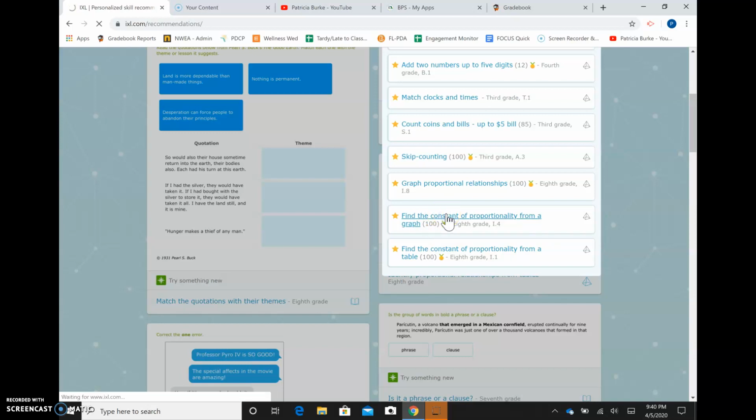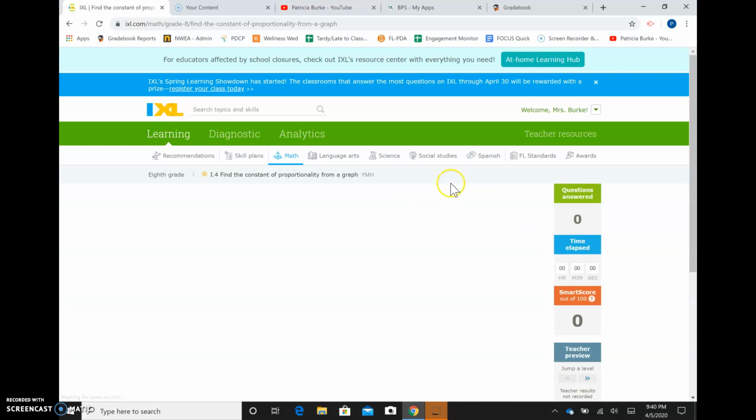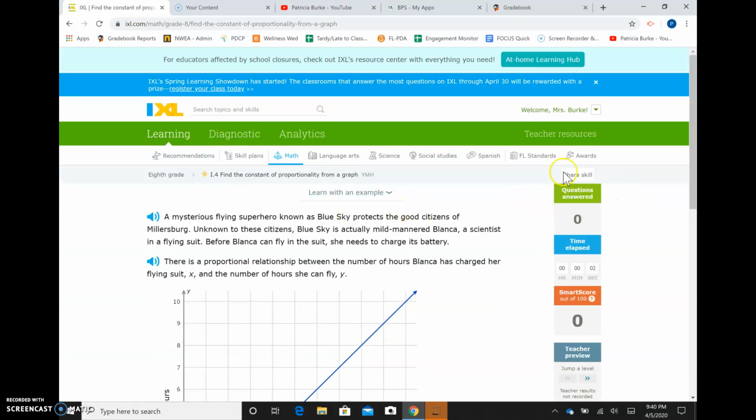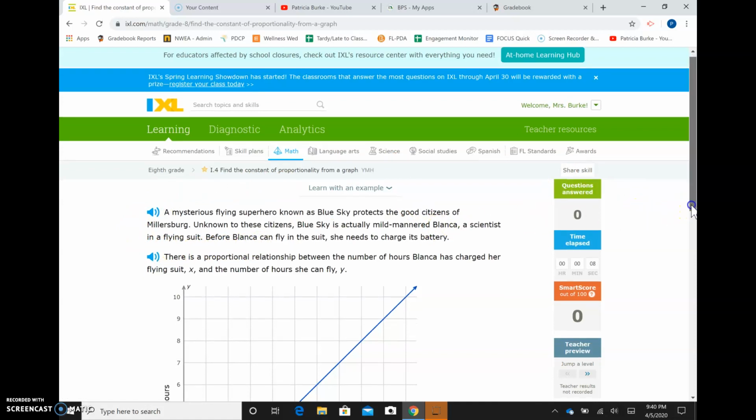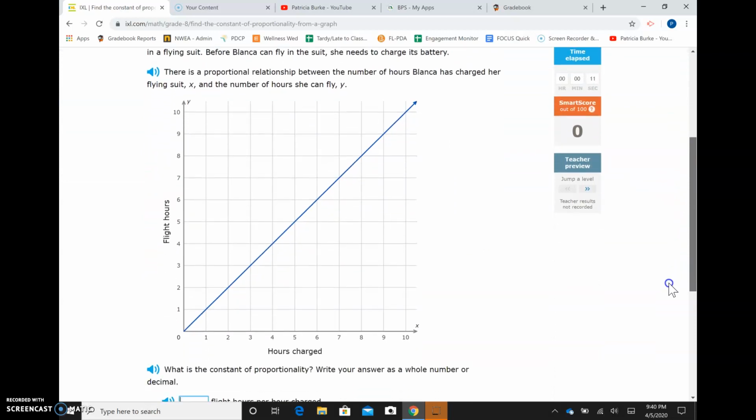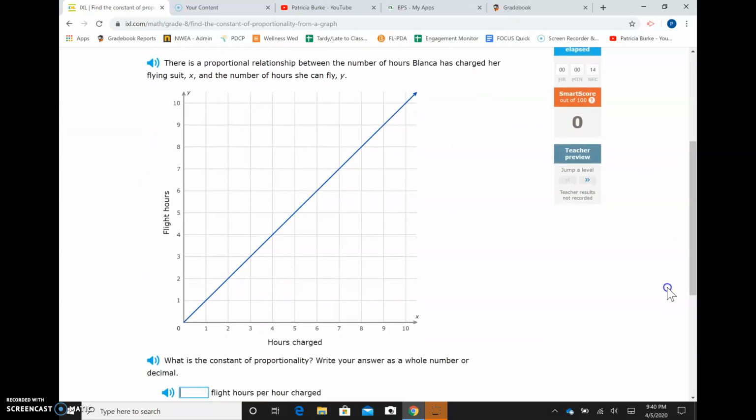So when you click on your assignment, this is what your assignments will look like this week. It's going to give you some background information in case you care about the story. And it will read it to you so you don't have to read it. And then it will tell you about your graph itself. Remember, down here at the bottom, this is your x-axis laying on its 2 legs, horizontal. And then vertically you have your y-axis standing up and down on its 1 leg. So it's going to ask you, what is the constant of proportionality? And I want you to write your answer as a whole number or a decimal.